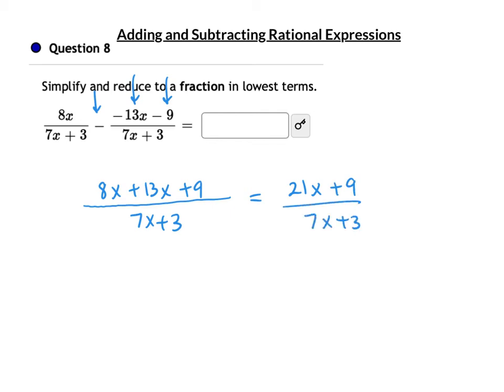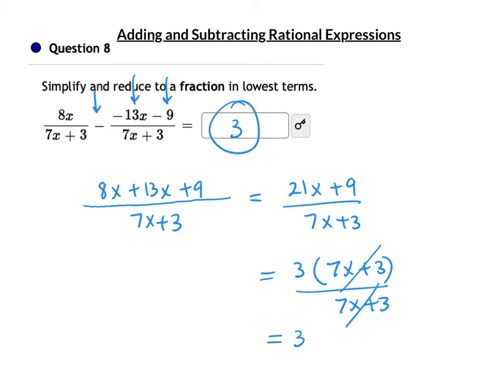Always look to see if you can simplify. 21 and 9 are both divisible by 3. That would be 3 times 7x plus 3 over 7x plus 3. Notice that anything divided by itself is 1, and my answer then is 3.